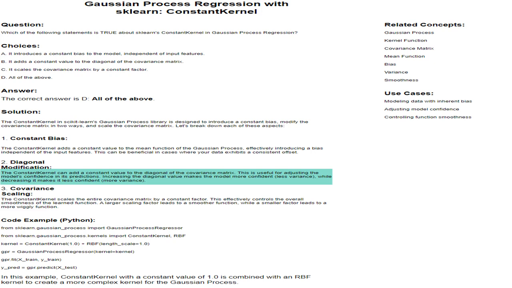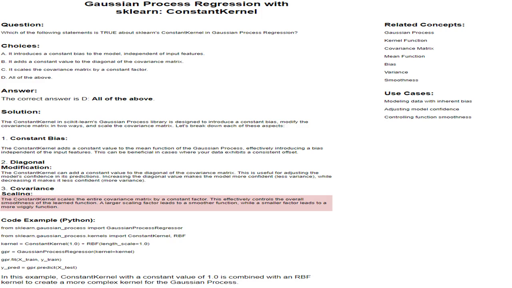This statement is true. The constant kernel scales the entire covariance matrix by a constant factor. This effectively controls the overall smoothness of the learned function. A larger scaling factor leads to a smoother function, while a smaller factor leads to a more wiggly function.